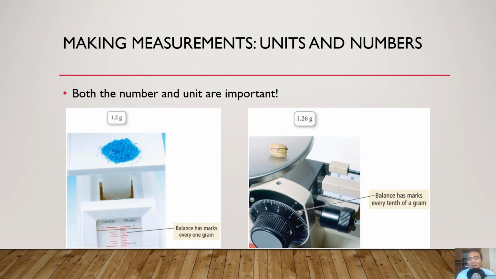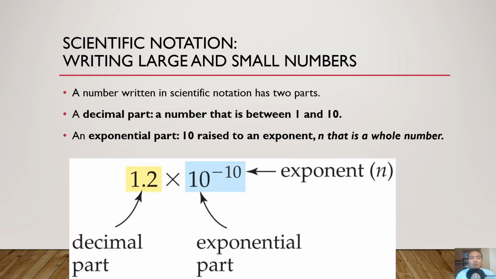About the number, there are many different ways to record the number. For very small or very large numbers, we use so-called scientific notation to write it. For example, 1.2 times 10 raised to negative 10. The 1.2 portion is called the decimal part. And the exponential part is 10 raised to negative 10. And negative 10 is the so-called exponent.